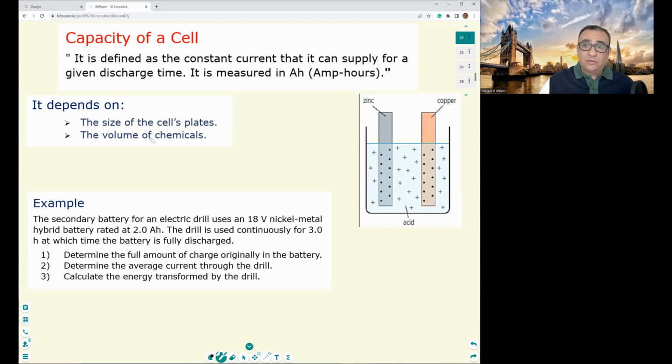And the second factor, the volume of chemicals. So you have bigger plates, more volume of chemicals, even with the same chemical composition, you will end up with obviously more capacity. Okay, so when you look at this amp hours, we don't like hours here, because in physics we don't use hours. For the unit of time, we use second, right?